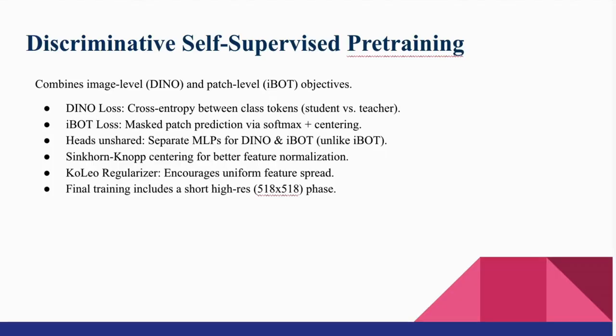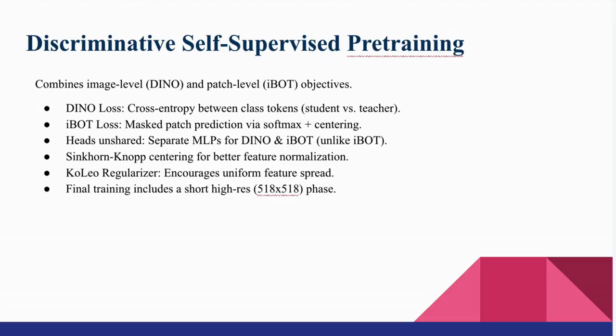Next, moving on to the discriminative self supervised method, we focus on how DINOv2 actually learns from the data. The key idea here is to combine two complementary objectives. DINO, image level loss, that is, it trains the model to match global representations between two views or crops of the same image. It uses a teacher student model. The teacher is an EMA, that is exponential moving average, of the student weights.